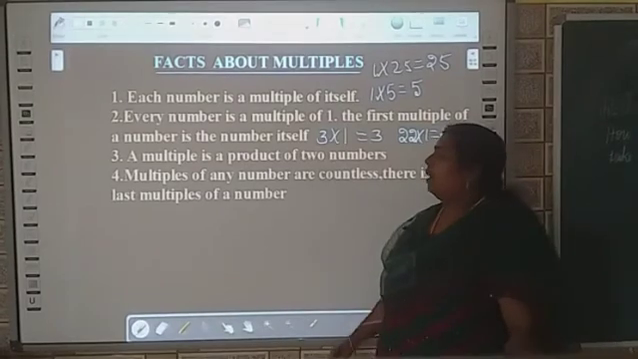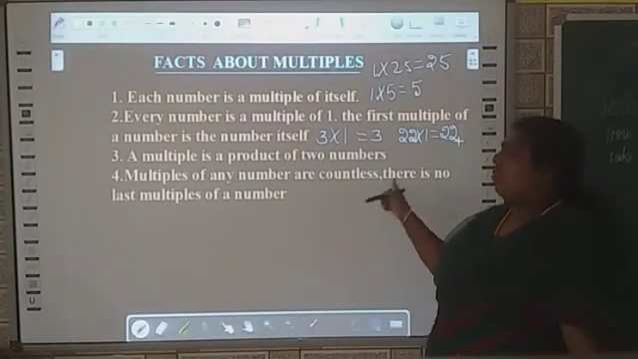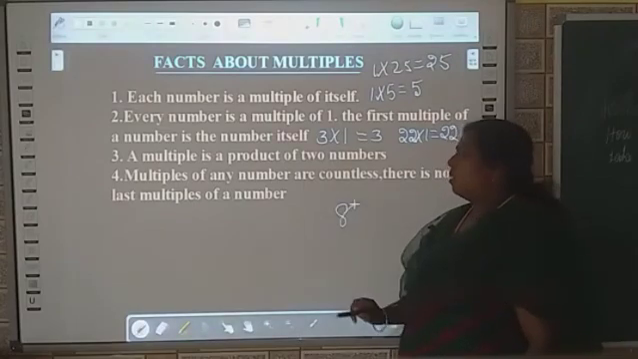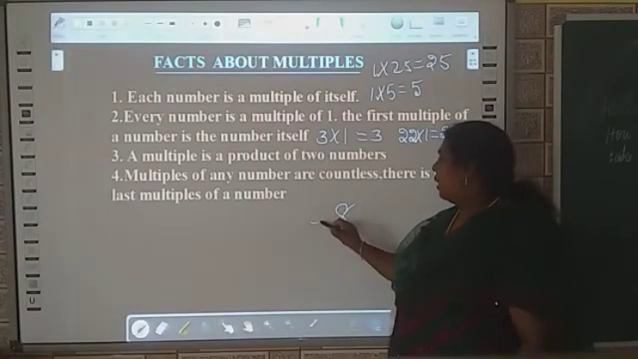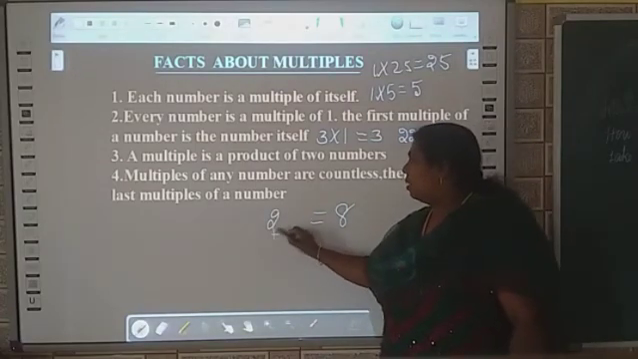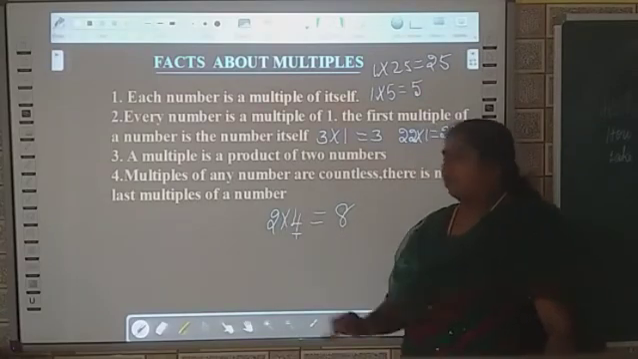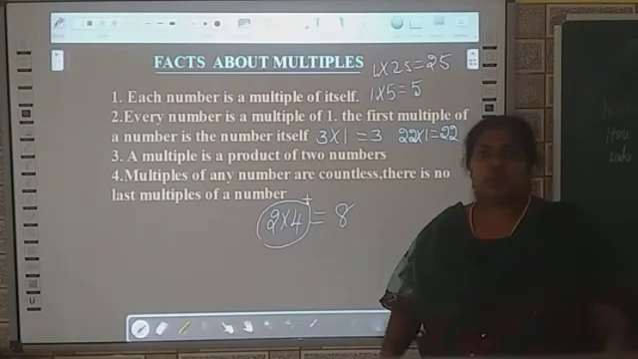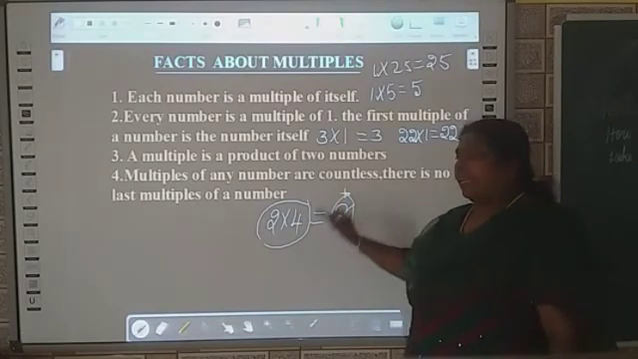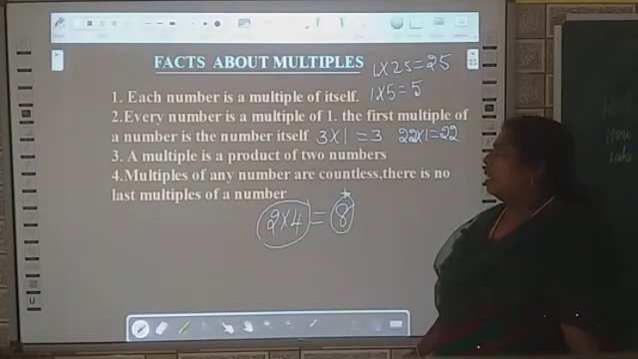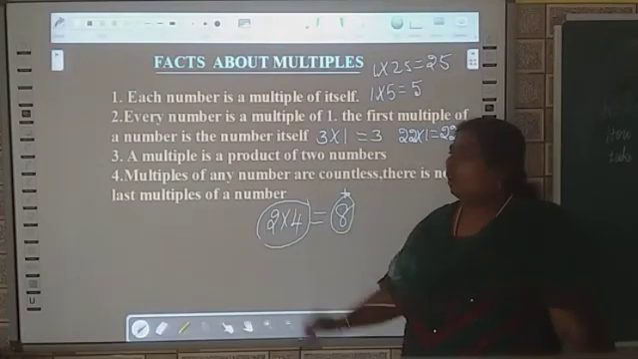Then the third one, a multiple is a product of two numbers. For example, 8. This number, you can get it from which two numbers' product? The two numbers are 2 times 4. So we are getting the two numbers, right? 2 into 4, the product is 8. Understand? That is the third fact. A multiple is a product of two numbers.